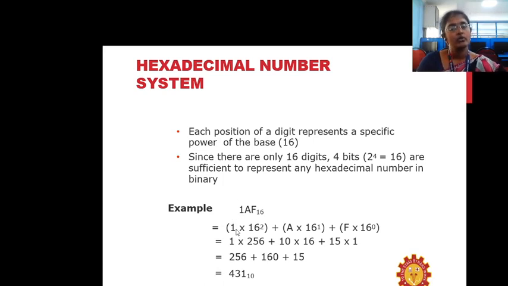So how to calculate? For each and every digit we have to assign a position in 1AF. The positioning starts from the right-hand side to the left-hand side, that is, for F the position is 0, for A the position is 1 and for 1 the position is 2. So we have 1 into 16 to the power 2, plus A into 16 to the power 1, plus F into 16 to the power 0. After calculating this, we get the value 431 with base 10, because now we have converted this number into a decimal number.